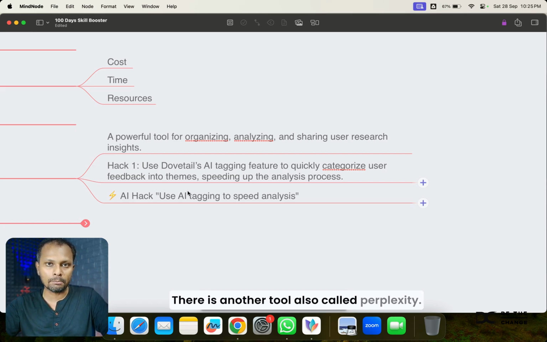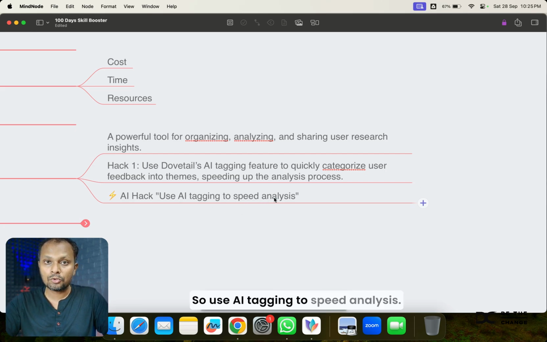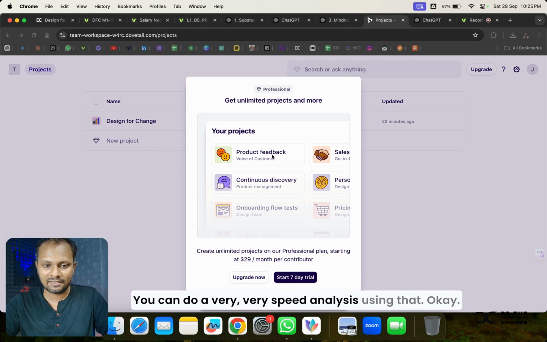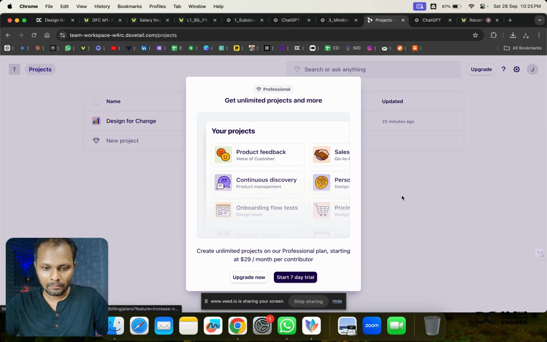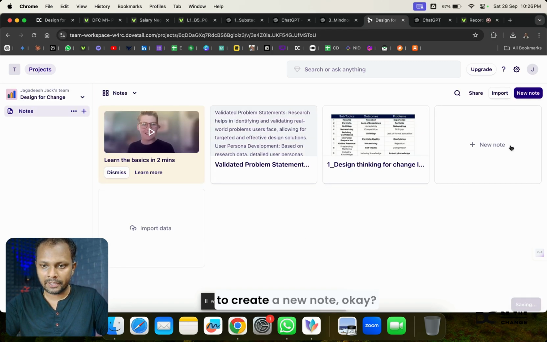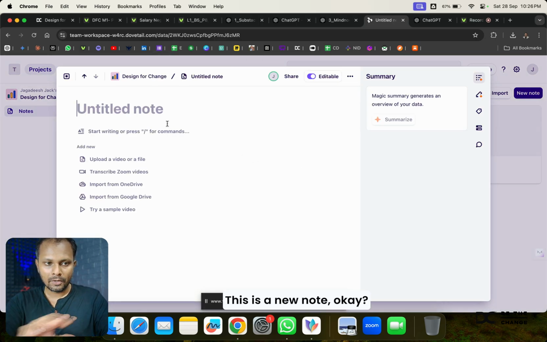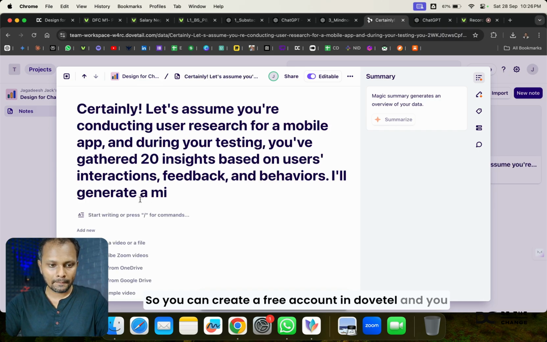There is another tool also called Perplexity. You can do it there, but ideally this is a good tool. So use AI tagging to speed up analysis. You can do a very fast analysis using that. Look at this. I'm just going to create a new note. Look what's happening. This is a new note. You can create a free account in Dovetail, and you can just put a heading like this.